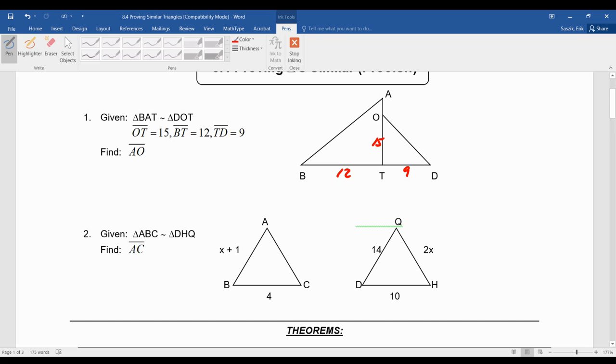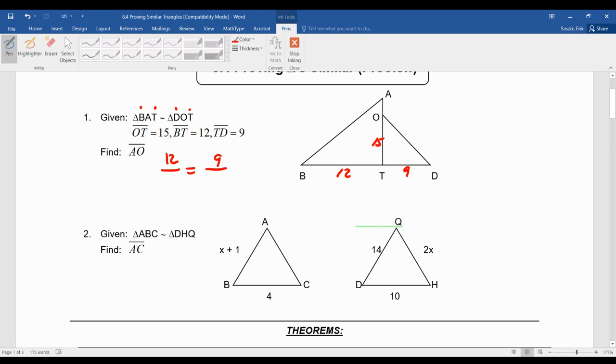Okay, so what I do is, I see that, what do I know about the first triangle? Well, the big triangle on the left, triangle BAT. I know TB is 12. That's the only side I know on that one. Now that BT is going to correspond to DT on the other one, which is 9.